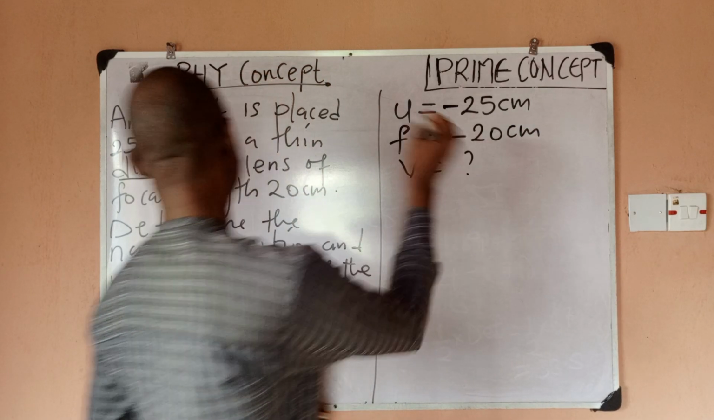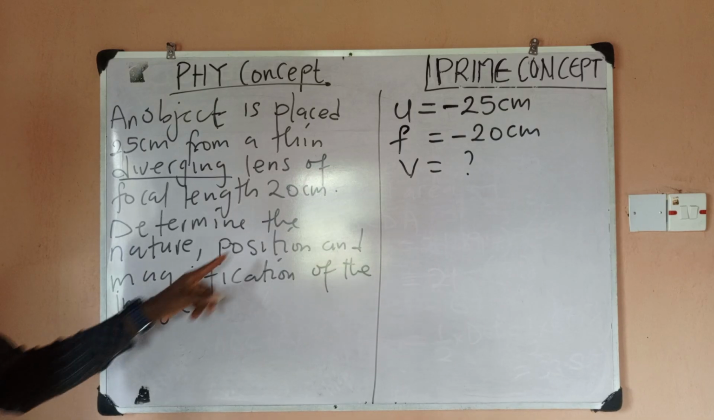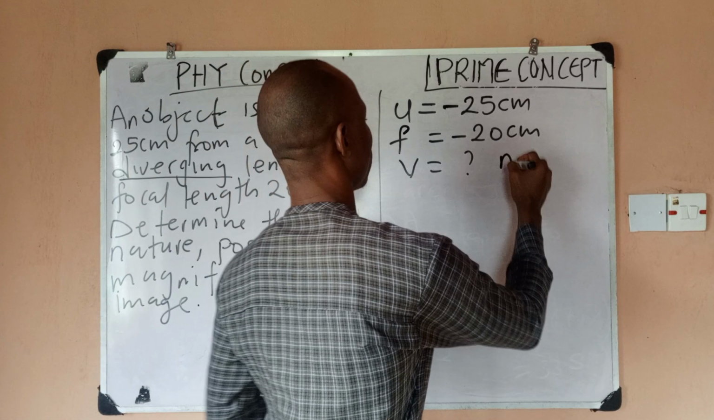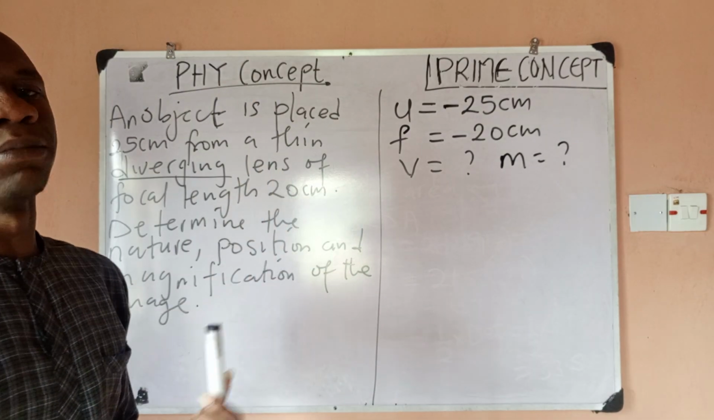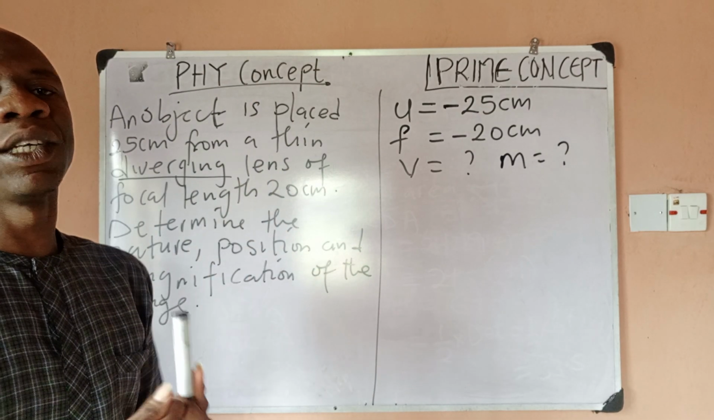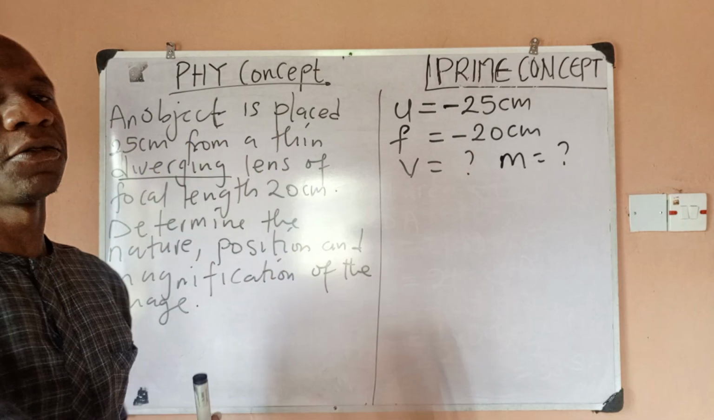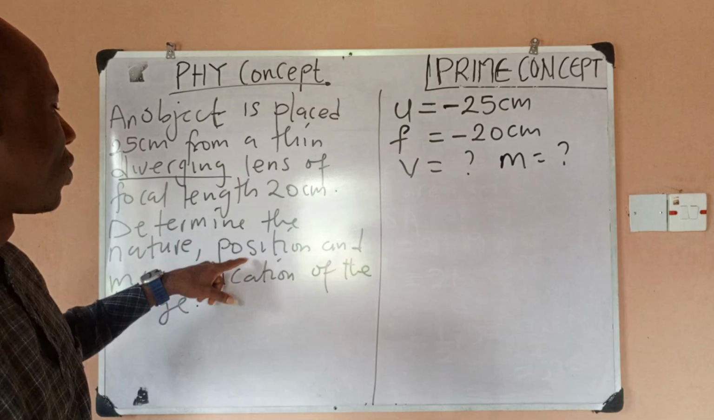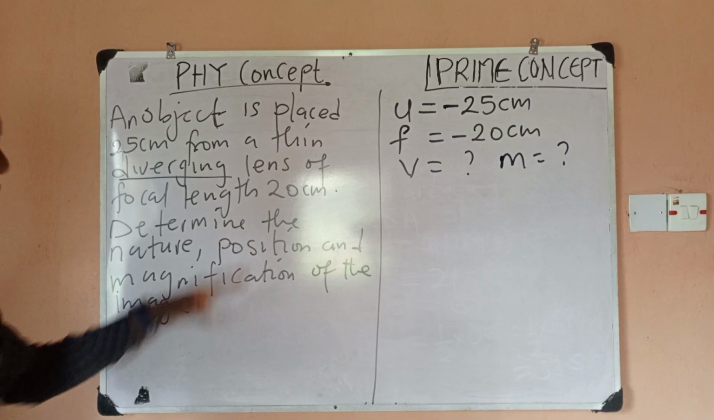So they want us to find v. Determine the nature, position, and magnification of the image. So we want to also find m. When they say nature, the nature of the image simply means they want you to tell them whether the image is virtual or real, whether it is inverted or erect. This is the nature. And position simply means the image distance. And then magnification is what we want to find.